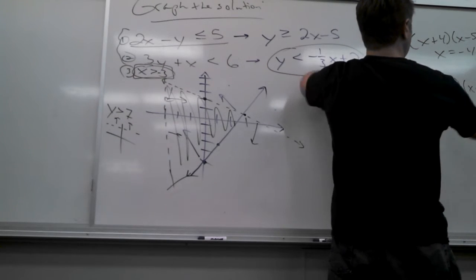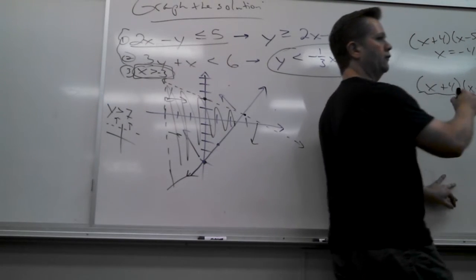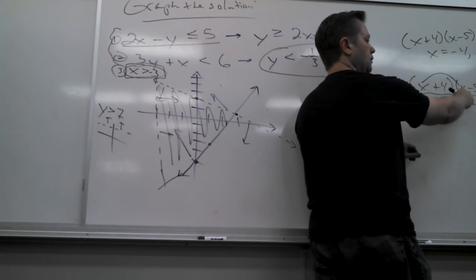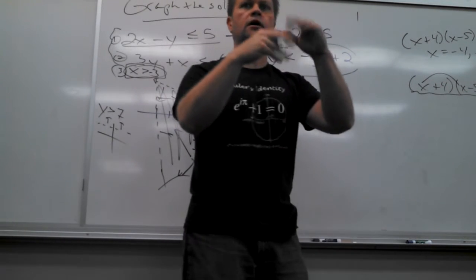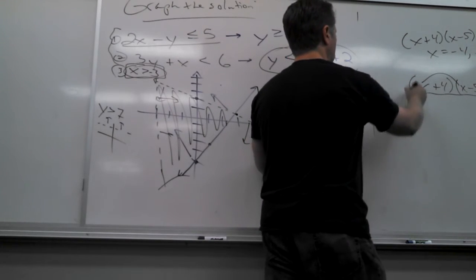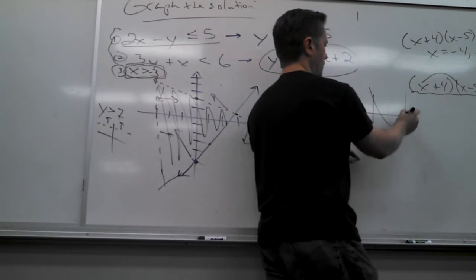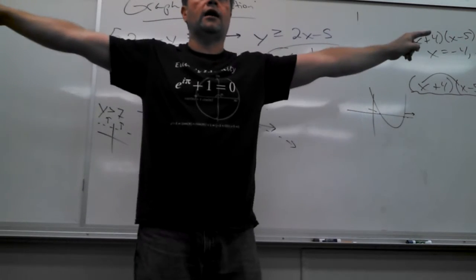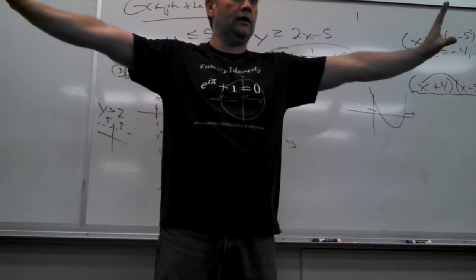Visually, I want you to understand, what would this look like if I graphed it? Can somebody help me with that? If I multiply this out, what do I get? X squared plus more terms. So what's it going to look like? A parabola. And if I have a parabola that opens up, where is it positive? Outside of its intercepts. So that answer is going to come out something like this, right?